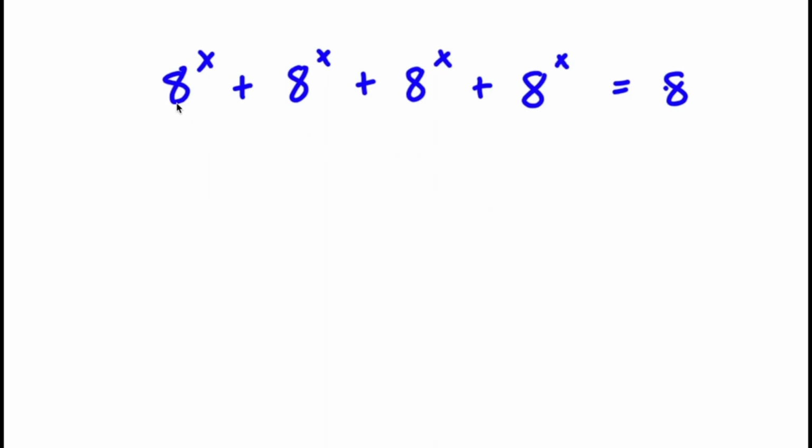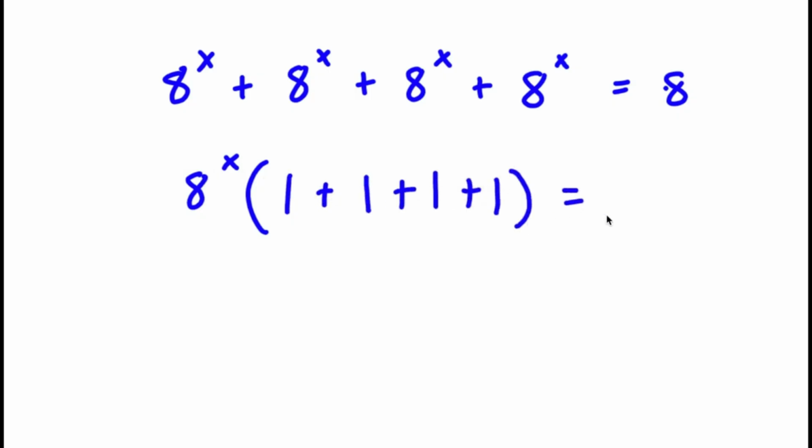Alright, so I have 8 to the power of x plus 8 to the power of x plus 8 to the power of x plus 8 to the power of x is equal to 8. So what I'm first going to do is factor out 8 to the power of x from my left-hand side. So now I have 8 to the power of x times, now 8 to the power of x divided by 8 to the power of x is 1. So I have 8 to the power of x times 1 plus 1 plus 1 plus 1. Now this is equal to 8.